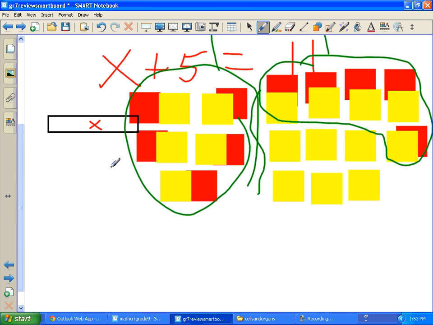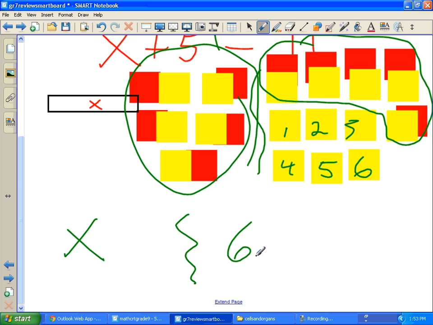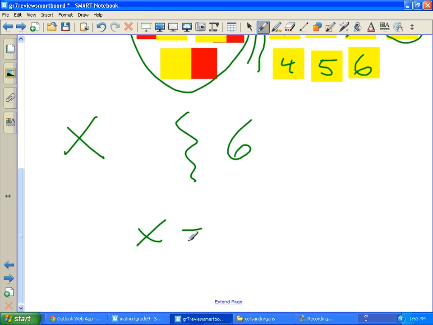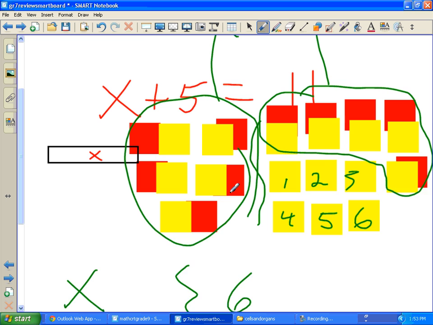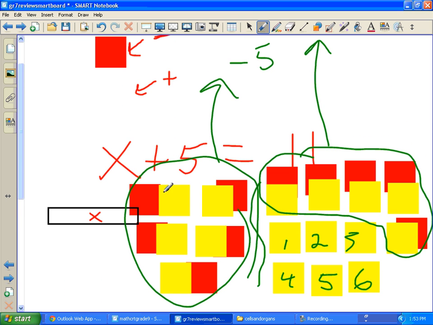Now what have I got left here? I have x, of course. I don't have anything here because they're all canceled out. I got my equals, so x equals, and all I've got left is 1, 2, 3, 4, 5, 6. So x equals plus 6. So now I've just solved that one simply by using algebra tiles and canceling out whatever I have here.